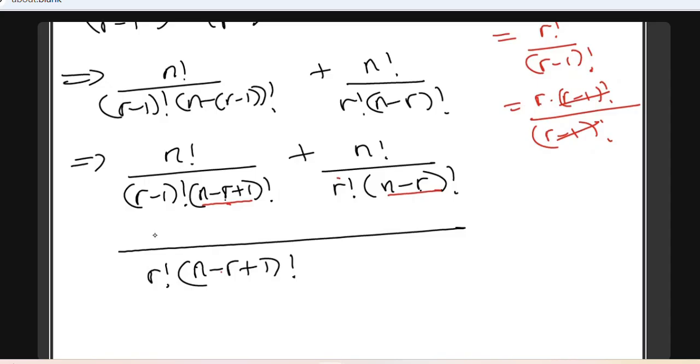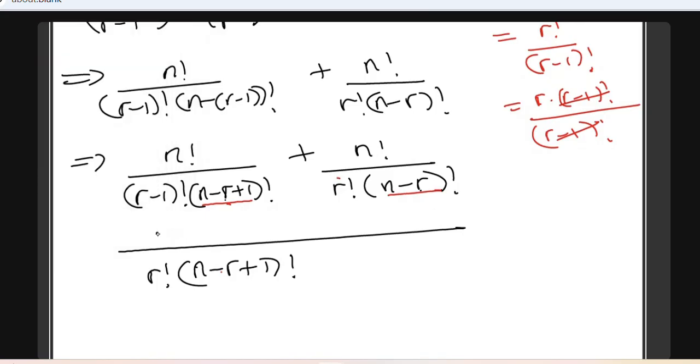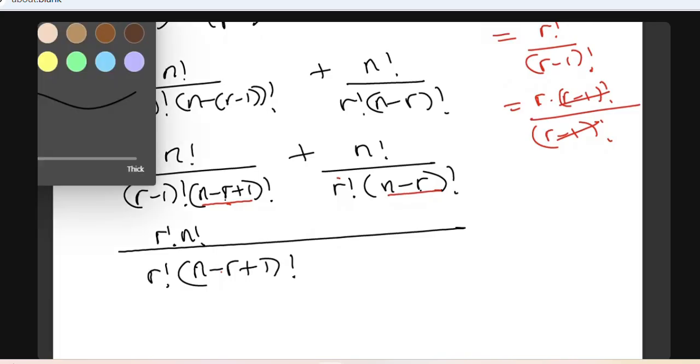Then r multiplied by n factorial, we write r factorial multiplied by n factorial. This is for this one on the left. Now let's do for this one, this side. So we are going to say the same thing here.